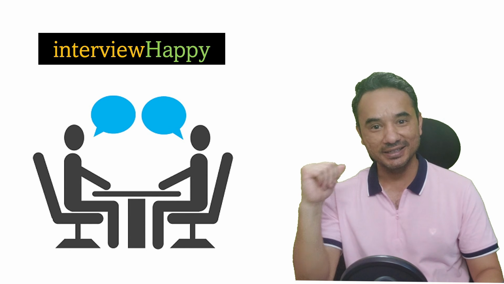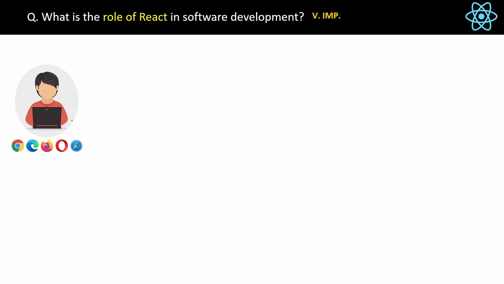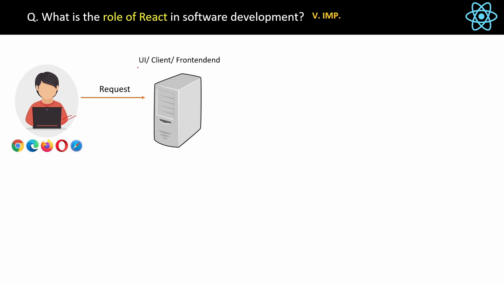What is the role of React in software development? This is the first question, and here you will know how React with other technologies is used for creating one big application. For example, you are a user and you open e-commerce website in your laptop. When you open the website, then first the request will hit the UI server. This UI server is also called client or front-end server also.